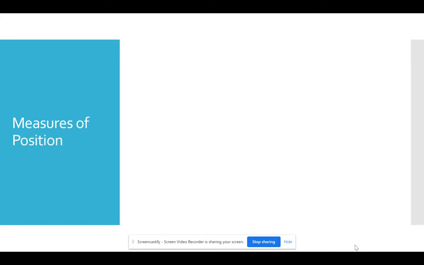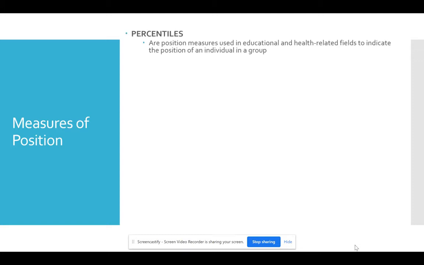Then we talk about measures of position. Measures of position, we talk about percentiles. The percentiles are used a lot in education and health-related fields to look at how a particular individual compares to a group. You'll see this a lot in education in relationship to any kind of standardized test, whether it's SAT or ACT. You can look at the percentile rank that a particular student is in relationship to all of those who took the test. Same thing in health-related fields.